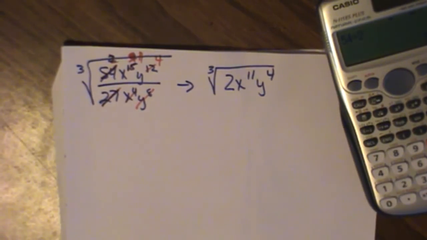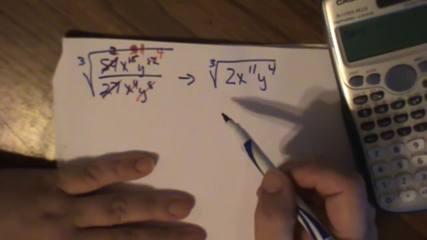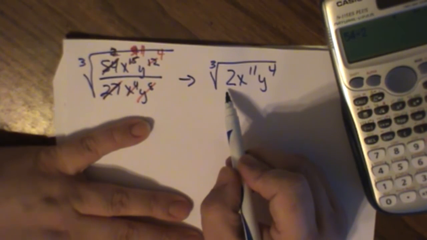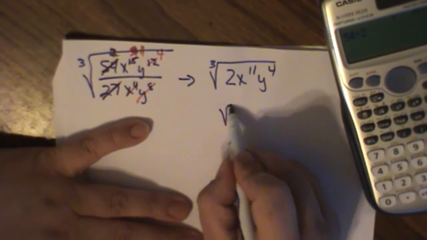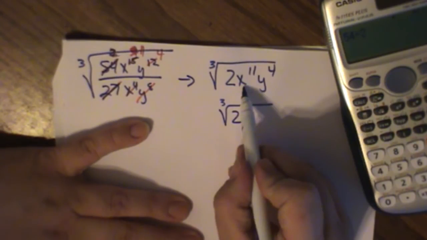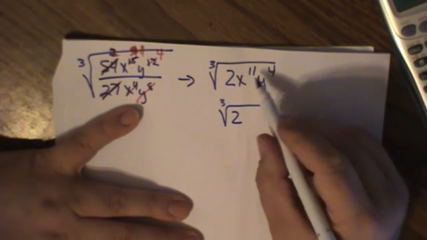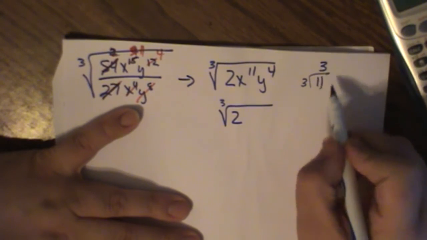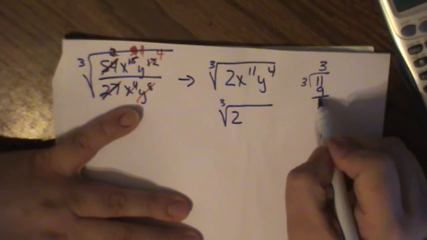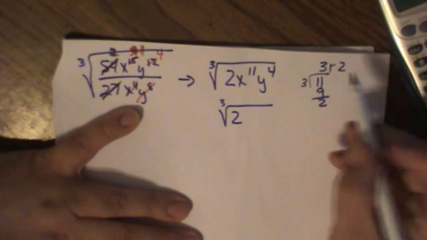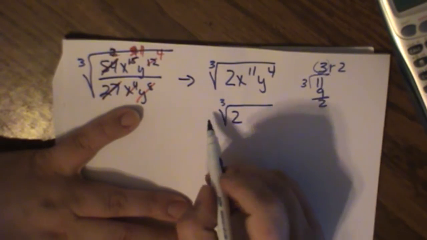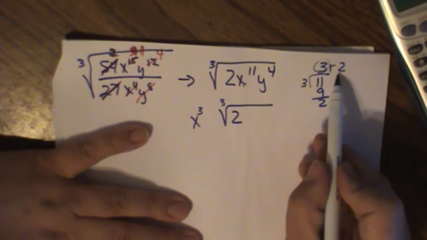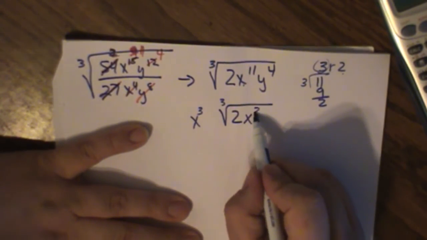So now we can try to determine what's going to come out. We need groups of 3. 2 is already a prime factor, so we know that 2 has to stay inside. But if you divide 11 by 3, we get 9, with a remainder of 2. So we have 3 whole ones that come out, and we're dealing with x's, so x to the 3rd. And then we have 2 that remain left inside.